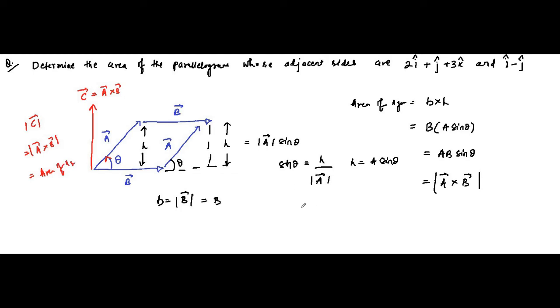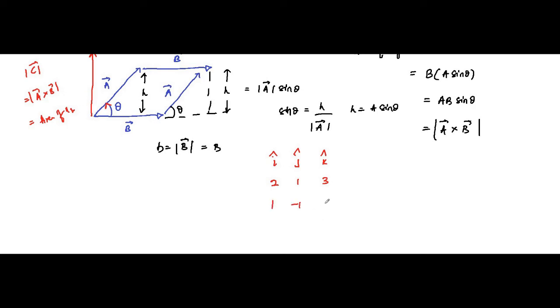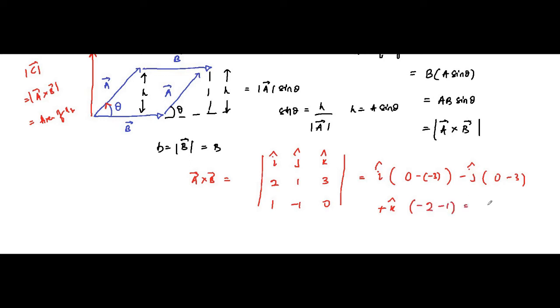So here we simply have to find the magnitude of the cross product. For doing that, we have to find the determinant with i cap, j cap, k cap; 2, 1, 3; and 1, minus 1, 0. A vector cross b vector is equal to i cap into (0 minus 3), minus j cap into (0 minus 3), plus k cap into (minus 2 minus 1), which is equal to 3i cap plus 3j cap minus 3k cap. This is a vector cross b vector.